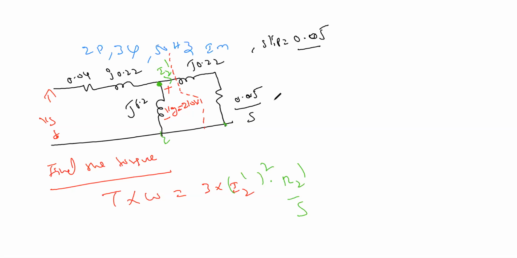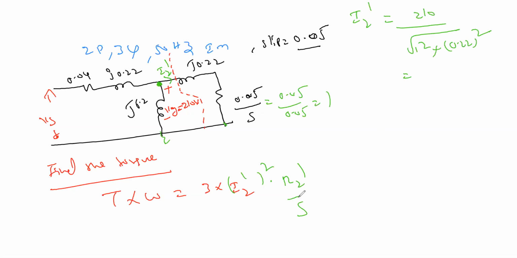So what is this value? R2 0.05 by S, with S equal to 0.05, it is 1. So what is I2 dash? Only the magnitude is needed. I2 dash is equal to the voltage 210 divided by square root of 1 square plus 0.22 whole square. Get me this value.